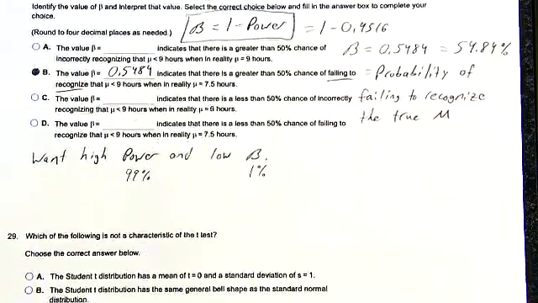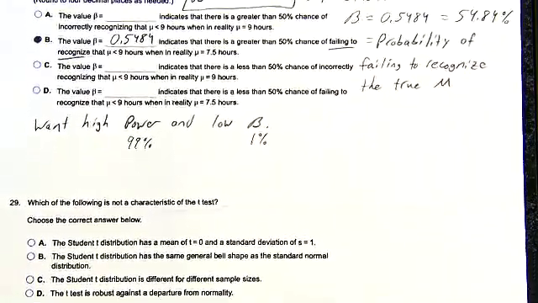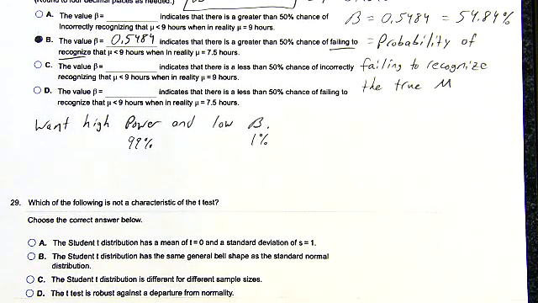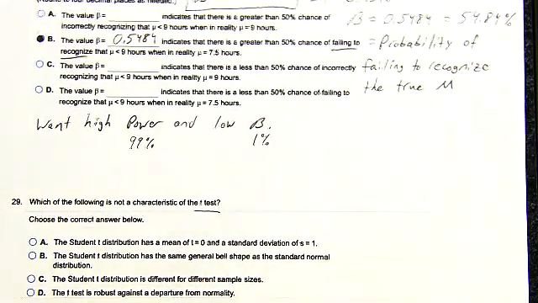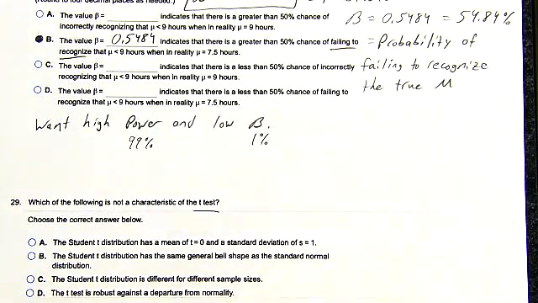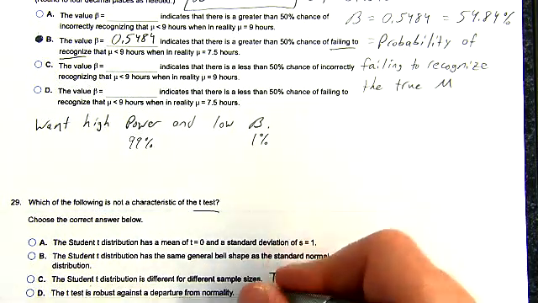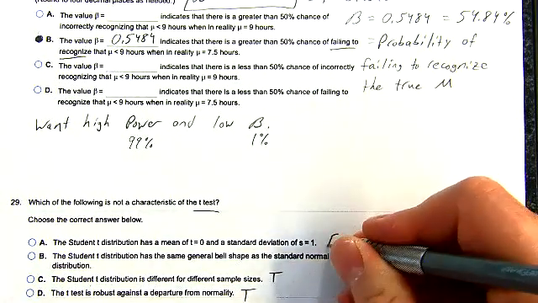Okay, 29. Which of the following is not a characteristic of the t-test? So we've been using t-test all day. We've just been letting StatCrunch do the actual test. The student t-distribution has the same general bell shape as the standard normal distribution. That's true. So I had said that it looks like the normal distribution, but it changes with sample size. So the student t is different for different sample sizes. That's true. T-test is robust against departure from normality. That's true. The only one that's not true is A.